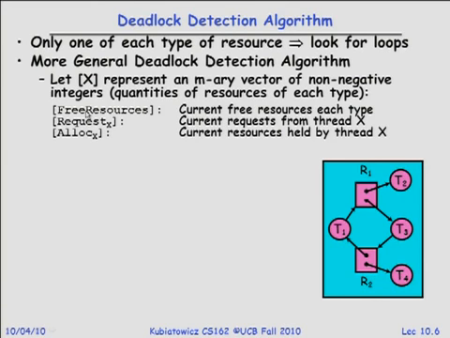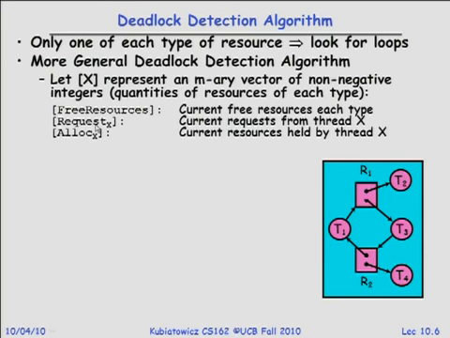How many people think it's 0, 0? Okay, you'd be correct. Why is it 0, 0? Well, because there are no R1s free and there are no R2s free. 0, 0. Okay?